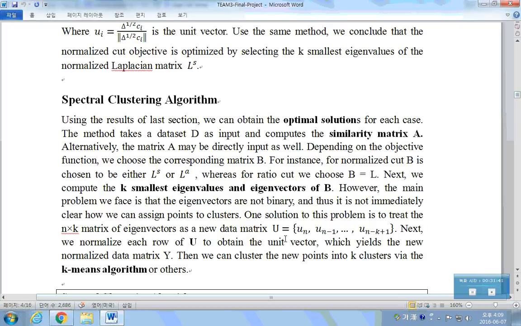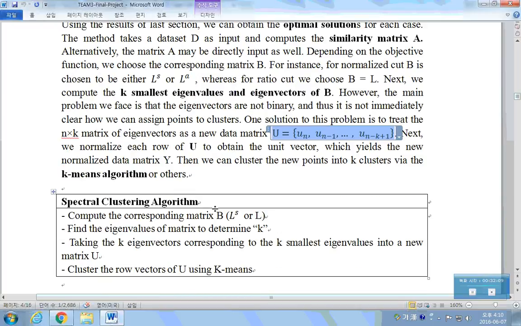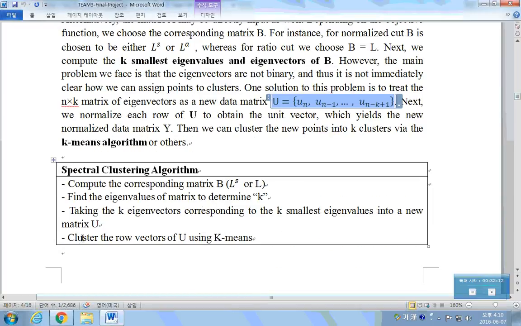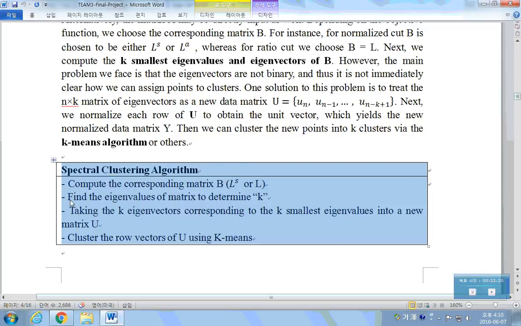And we have to compute the smallest eigenvalues and eigenvectors, and then with another data set we use the k-means algorithm. First compute the corresponding matrix. There is an algorithm to find the eigenvalues.